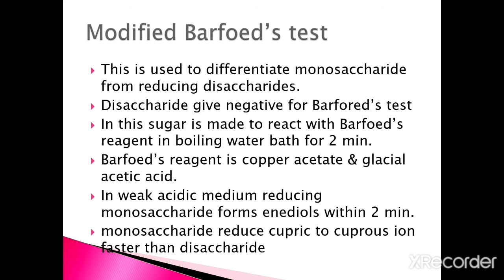How do you differentiate a monosaccharide from a reducing disaccharide? We do a modified Barfoed's test. Disaccharides will give a negative Barfoed's test. Here the sugar is made to react with Barfoed's reagent in a boiling water bath for 2 minutes. In weak acidic medium, reducing monosaccharides will form enediol within 2 minutes.